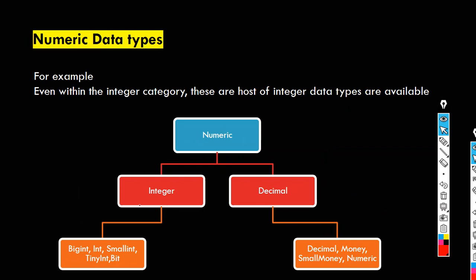But within the integer category itself, we have 5 different data types, and within decimal, you have 4 different types. Big int, small int, tiny int. Likewise, there are different types of integers. So it depends on your need or requirement. You can choose the appropriate data type to store the data in an optimal way.